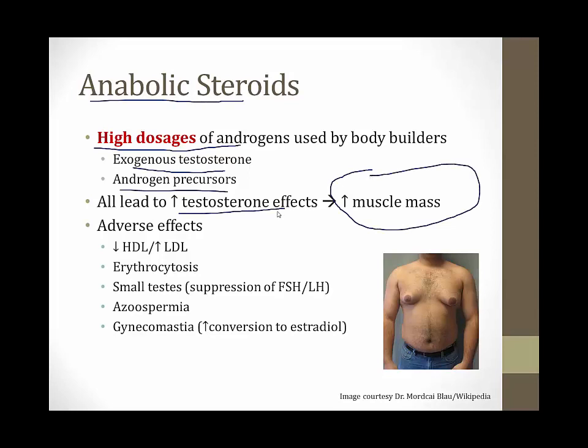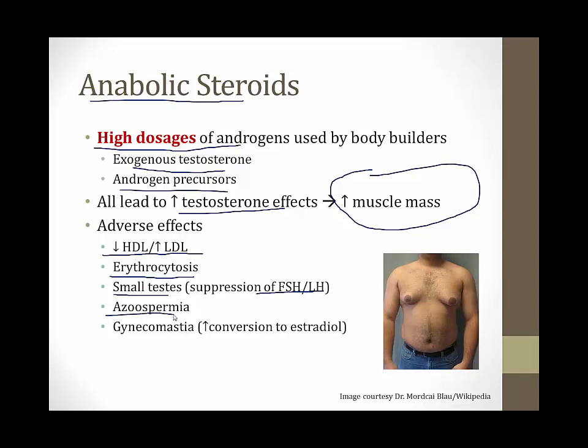They also have various adverse effects, all related to testosterone, so they will negatively impact the serum lipids. The HDL or good cholesterol will fall, and the LDL or bad cholesterol will rise. There will be an increase in the red blood cell count and erythrocytosis. The testes will become small. This is from suppression of FSH and LH coming from the pituitary. There will be a low sperm count, which is called azoospermia.